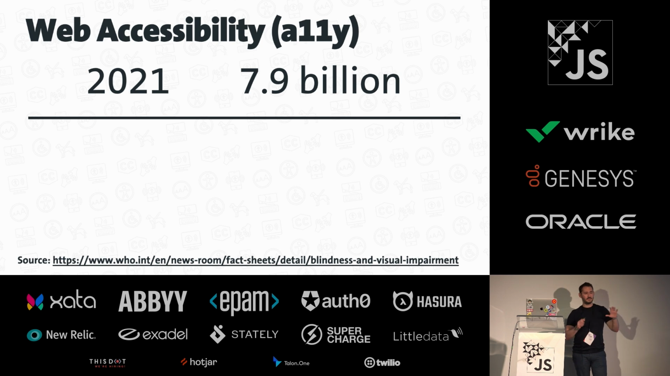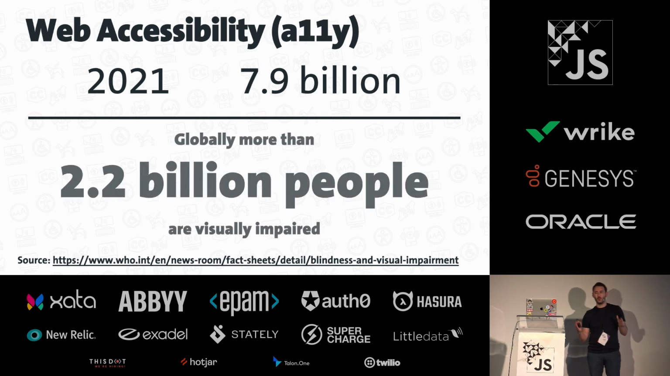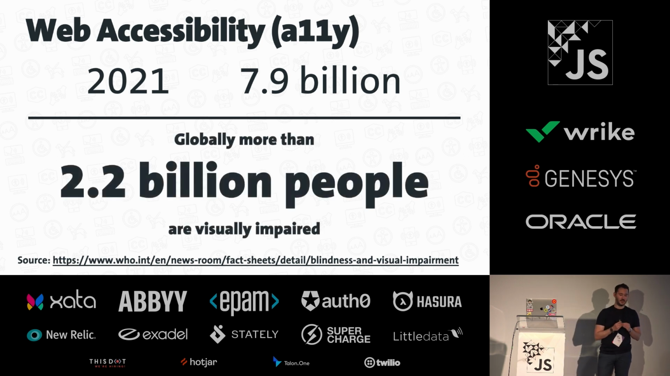A bit of small numbers. In 2021, we were around 7.9 billion people, and more than 2.2 billion people are visually impaired of any kind: blind, colorblind, protanopia, using glasses, blurry vision, any kind of visually impaired. So when we develop, when we create our online businesses, we want to reach as many people as possible. And those are our users as well.